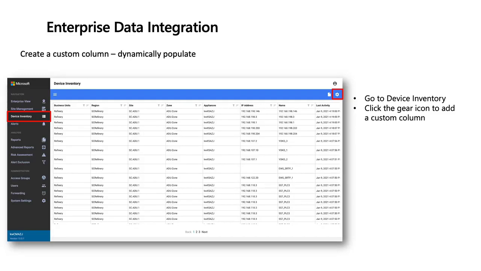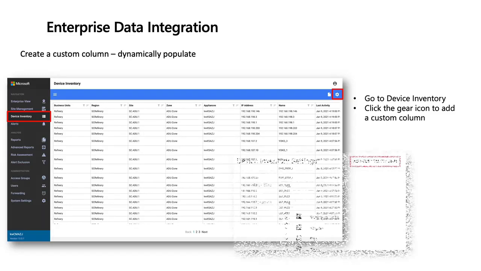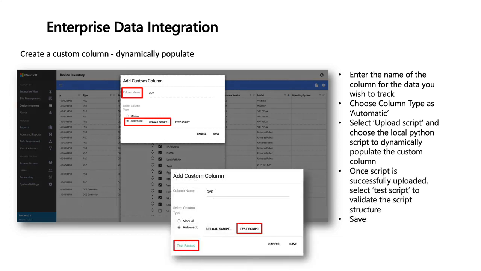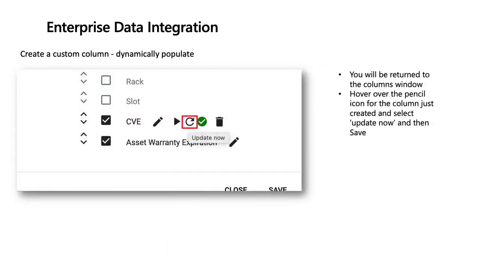In this option, you'll once again go to the gear icon and add a custom column, give it a name. In this example, I'm going to pull some CVE information from one of the sensors using a script. So for the column type, I want to select automatic and then upload script and bring the script into the Central Manager. And once it's uploaded, I can do a quick test just to validate the structure of the script before I actually run it.